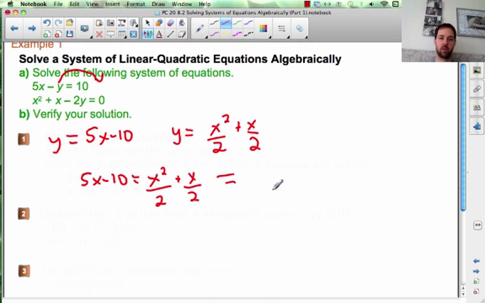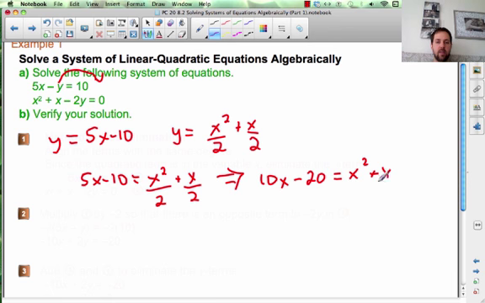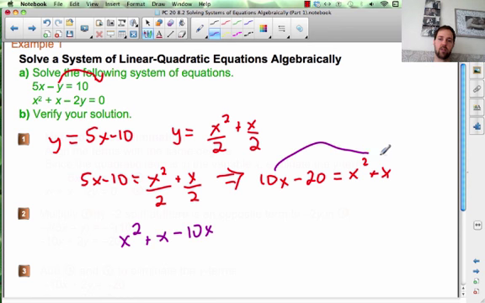Multiply everything by 2. So on the left side we get 10x minus 20, and on the right side we get x squared plus x. That's more like it. Alright. Group everything to one side and leave the other side as 0. So keep your x squared positive. X squared plus x minus 10x, because we're moving this over to the other side here, and then plus 20 because we're moving that over to the other side as well, and that equals 0.